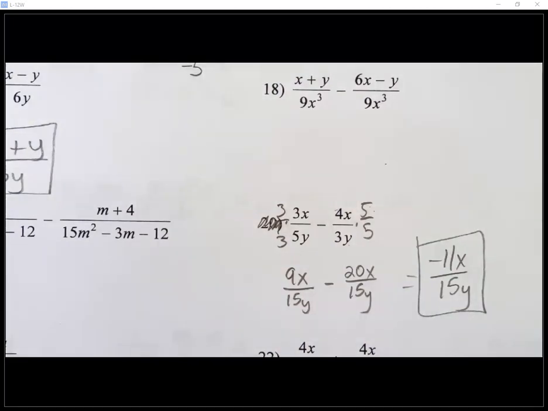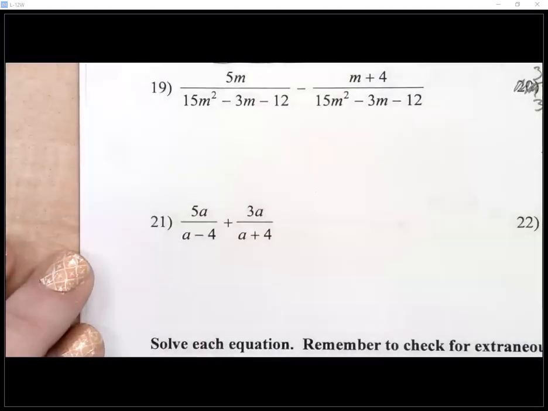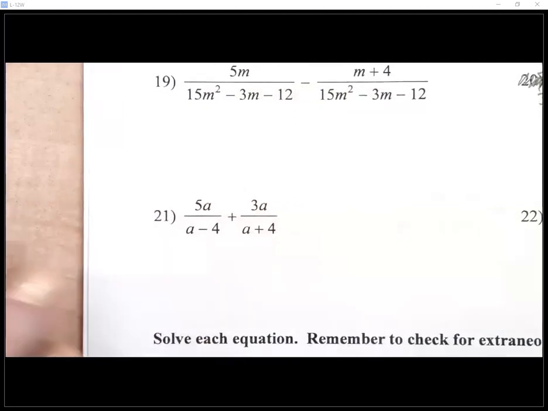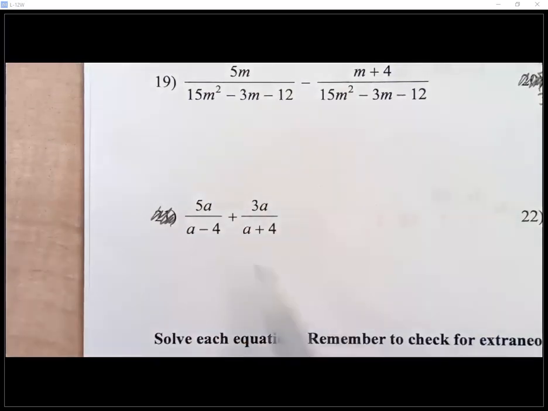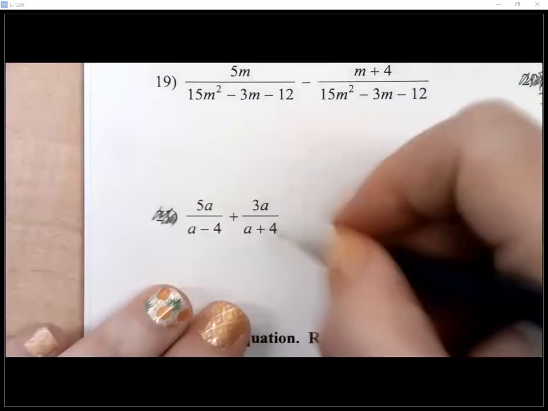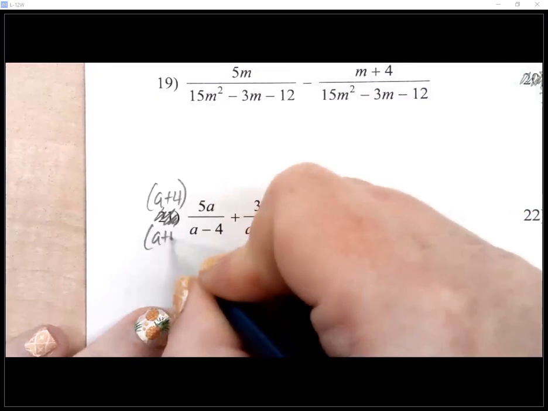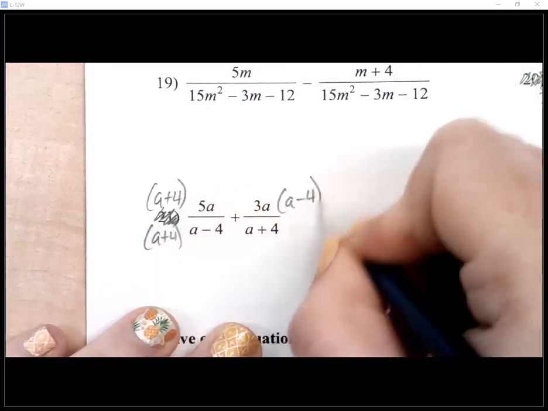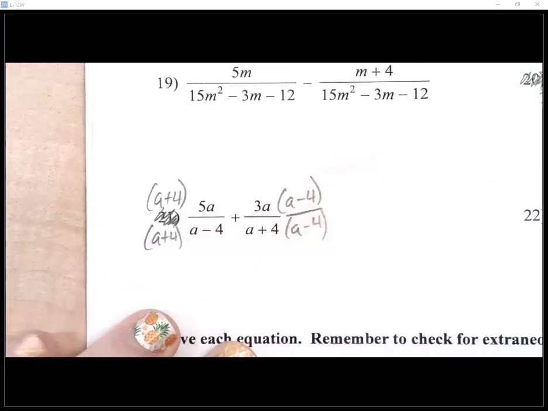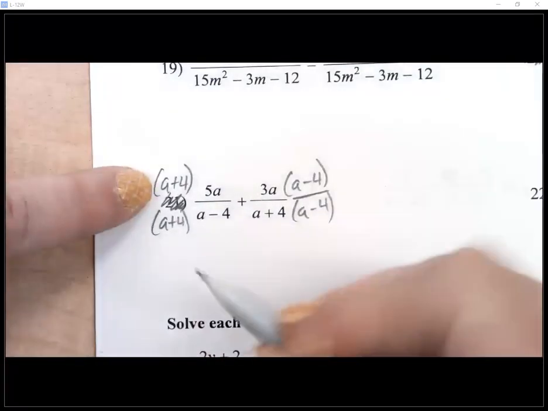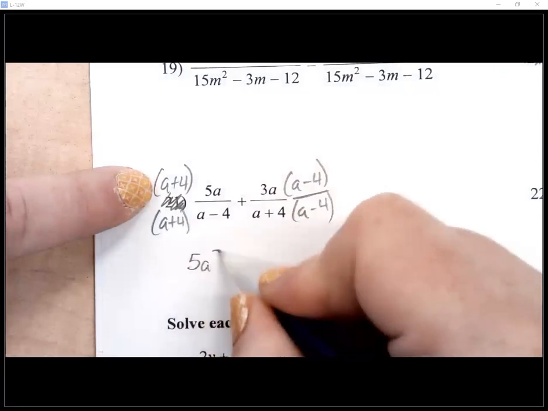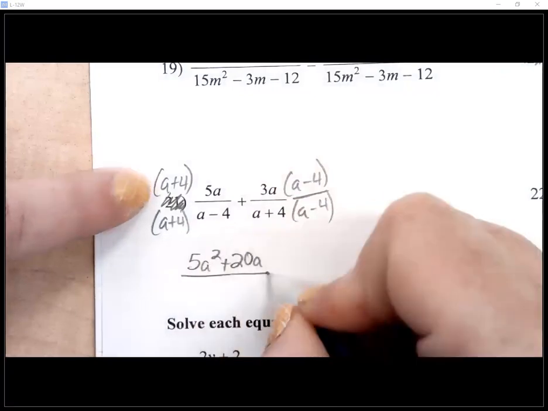Real quick, on something like 21, how would you even begin to tackle this one? Multiply by -1, you would think, but no. If you multiply this by -1, you get negative a minus 4, and they don't match. You gotta multiply them by each other. So it's a little bit more annoying, but not so bad. So a plus 4, a plus 4, a minus 4, a minus 4. Just make sure you are distributing. So my new numerator over here would be 5a squared plus 20a over my common denominator.